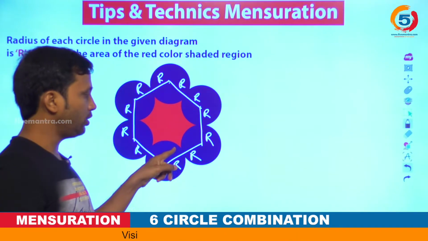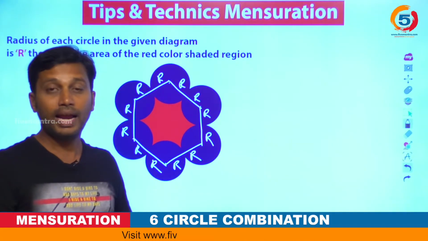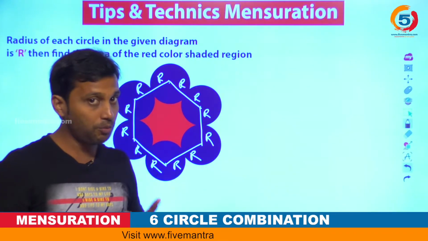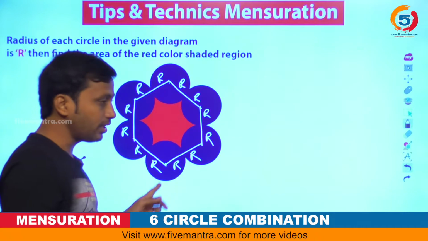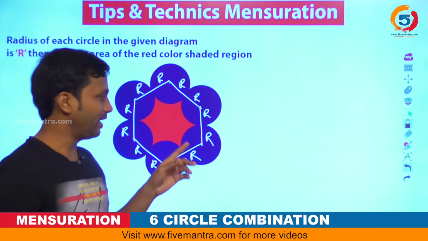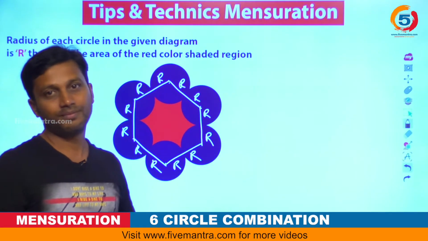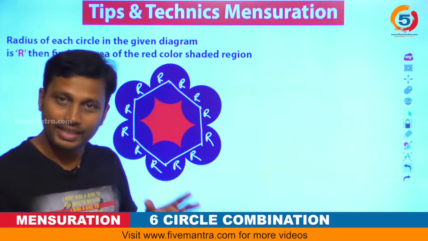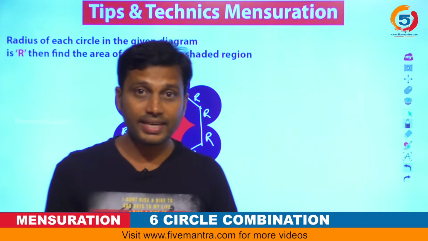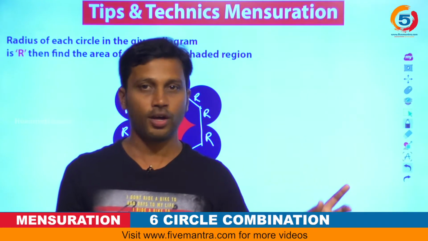A 6-sided polygon in the sense 1, 2, 3, 4, 5, 6. A total of 6 sides are formed. And a 6-sided polygon is nothing but a hexagon. And one more thing: here in the hexagon, are all the sides equal or not? All the sides are equal. When all the sides in a hexagon are equal, all the angles would also be equal. All the angles are also equal. A polygon with all sides equal and all angles equal is called a regular polygon.